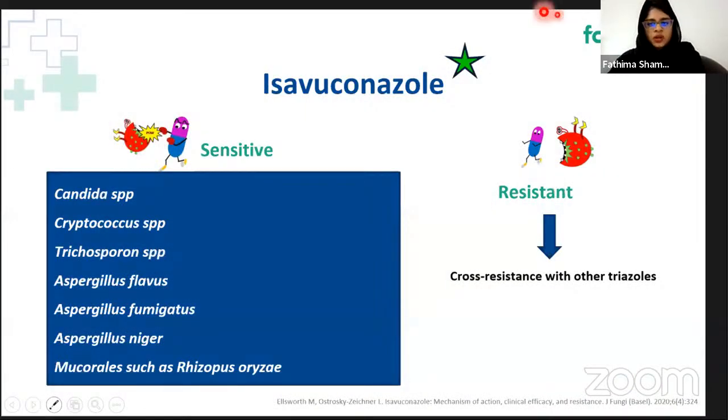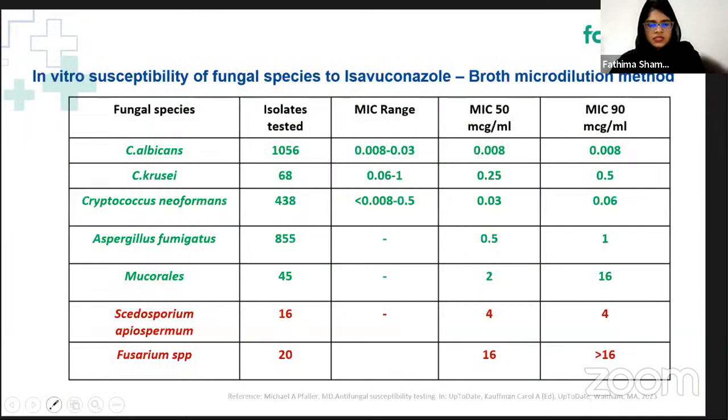Now we have a newer antifungal agent here. This is the newest clinically available advanced generation triazole antifungal. It is active against a variety of yeasts, molds, and dimorphic fungi, as you can see here. This is the in vitro susceptibility data. But it doesn't cover Fusarium species.